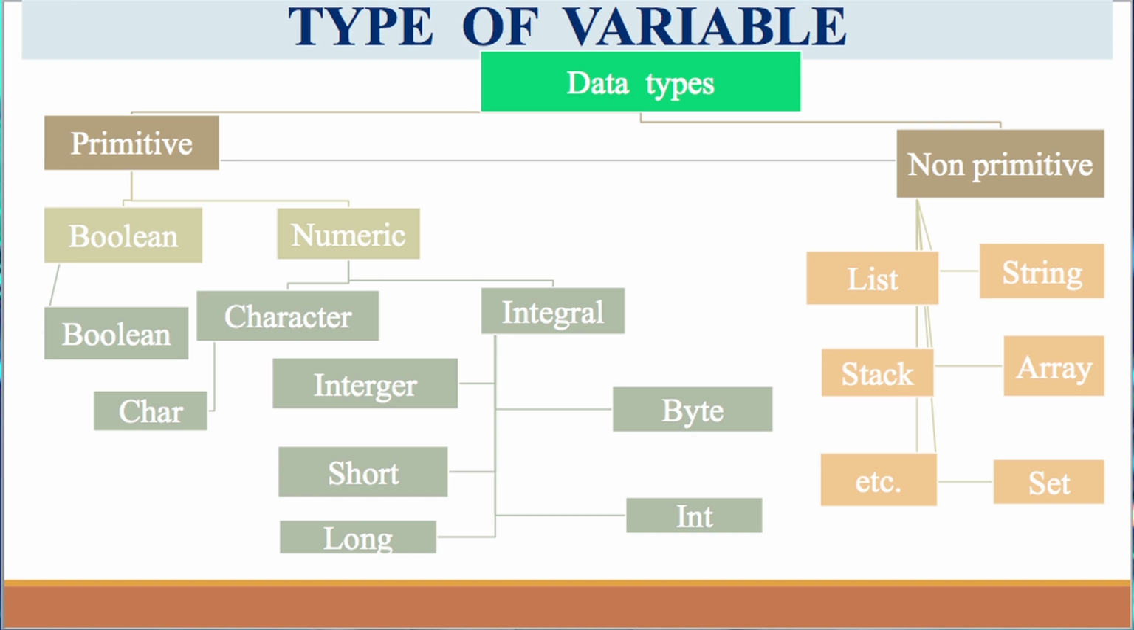At the same time we have non-primitive data types and non-primitive type of variable. In non-primitive we have different data structures like list, stack, queue, linked list. So these are the different non-primitive types, meaning derived types, and string also, array also, set. So these are the two categories of the variable.